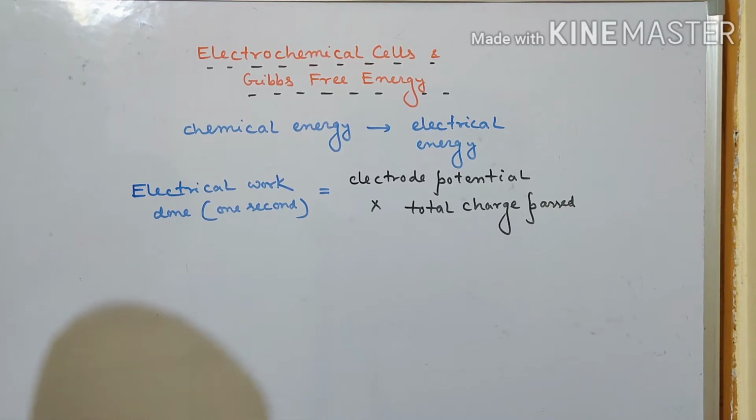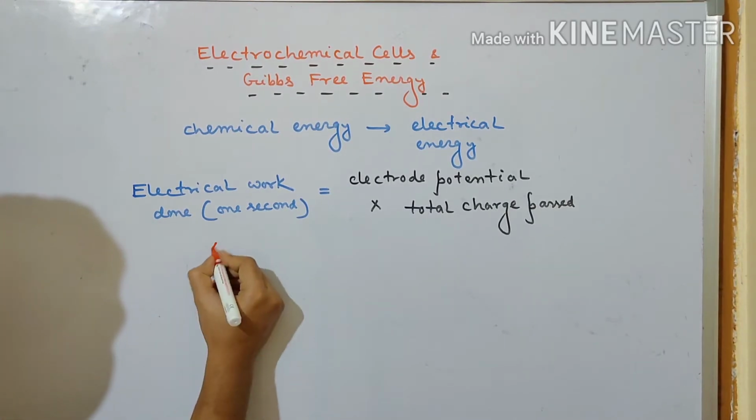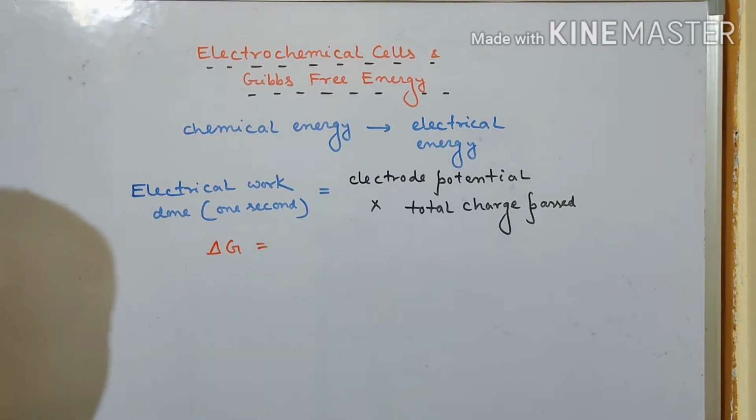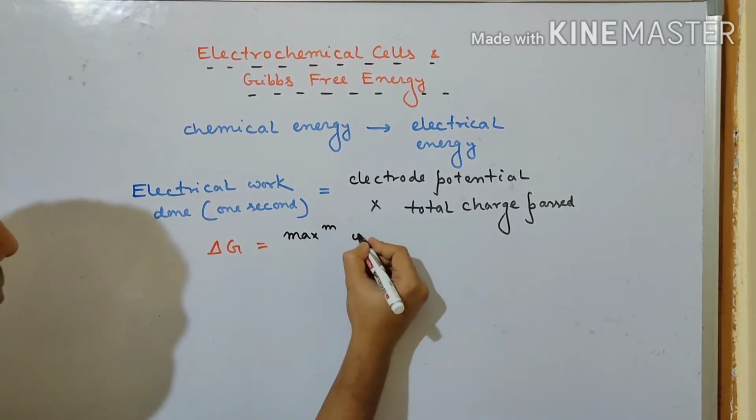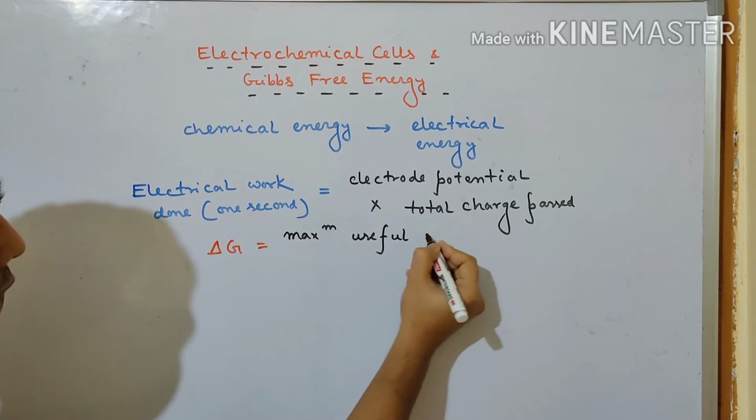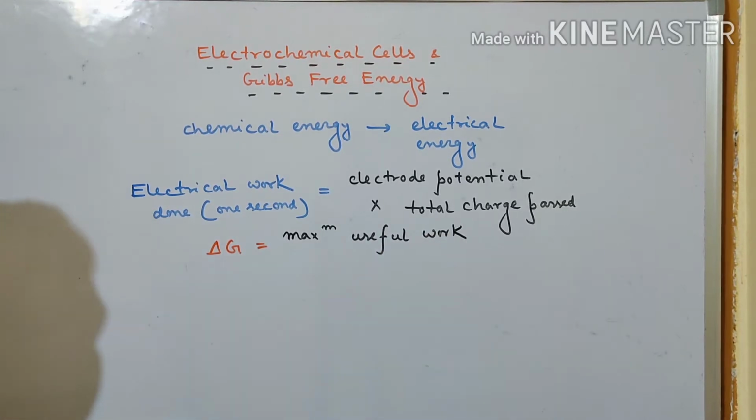At the same time, we also know that the change in Gibbs free energy for a chemical reaction is the maximum useful work that can be obtained from the system. We simultaneously know this: delta G is equal to maximum useful work. These two. Now, maximum work.